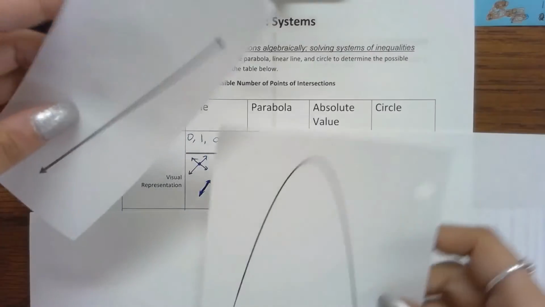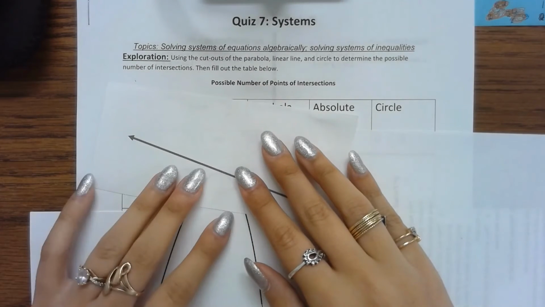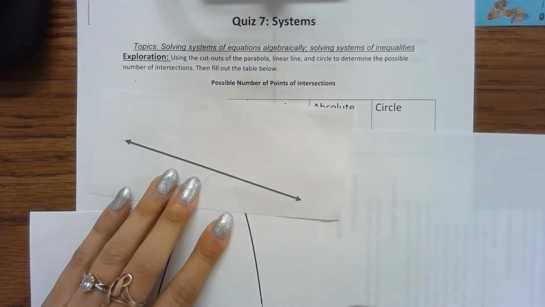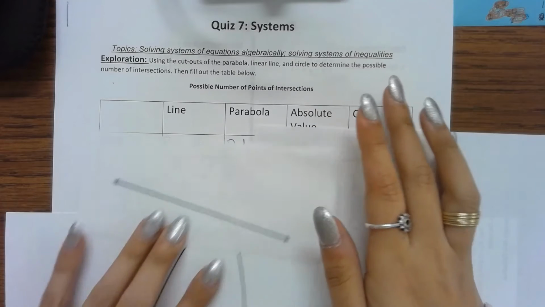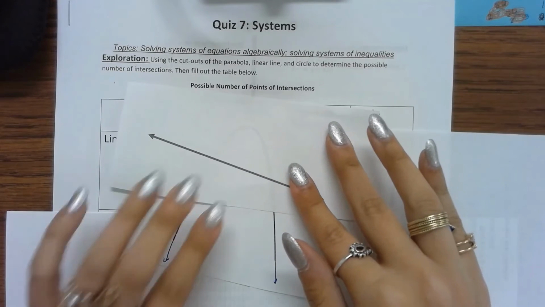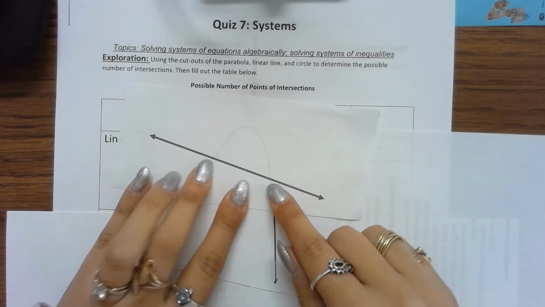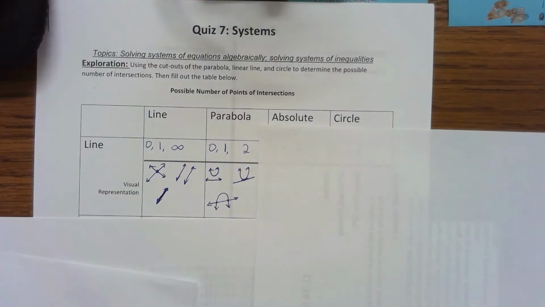I could have a system with a parabola and a line where they cross just at the tip. So the vertex is intersecting at one point of our line, and that's when we can get one solution. And we could also bring it further down, and I know it's hard to see, but they cross each other in two places. And that's why we can have two solutions to a system where there's a line and a parabola.